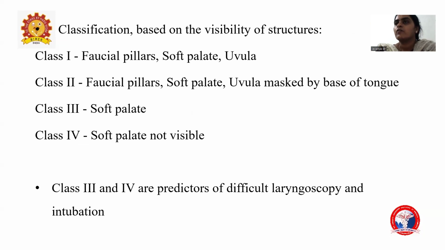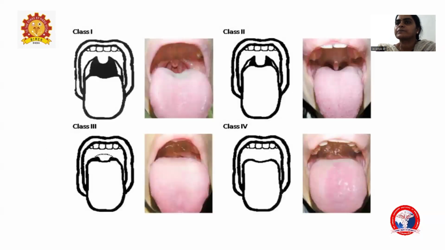Class 1 includes the pillars, soft palate, and uvula visualization. In class 2, the pillars, soft palate, and uvula are partially masked by the base of the tongue. In class 3, only the soft palate is visible. In class 4, only the hard palate is visible; even the soft palate is not visible. Class 3 and 4 predict difficult laryngoscopy and intubation.